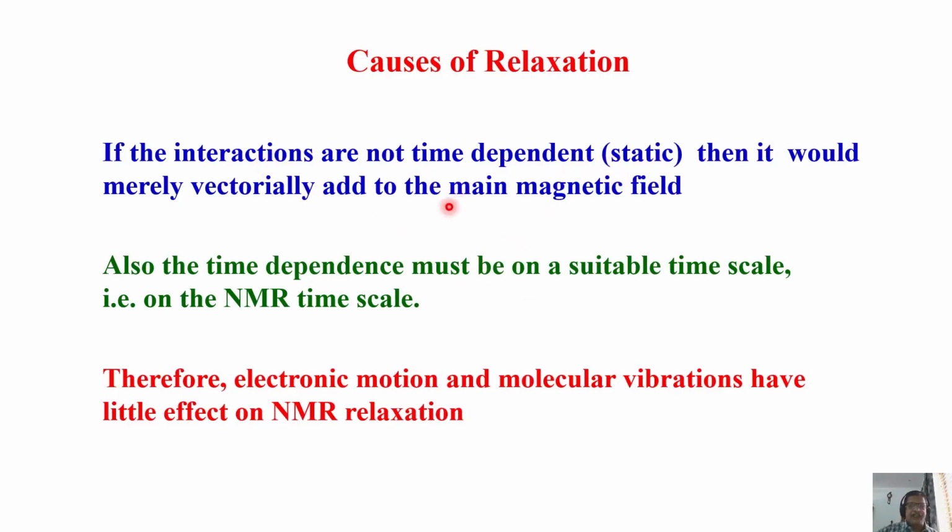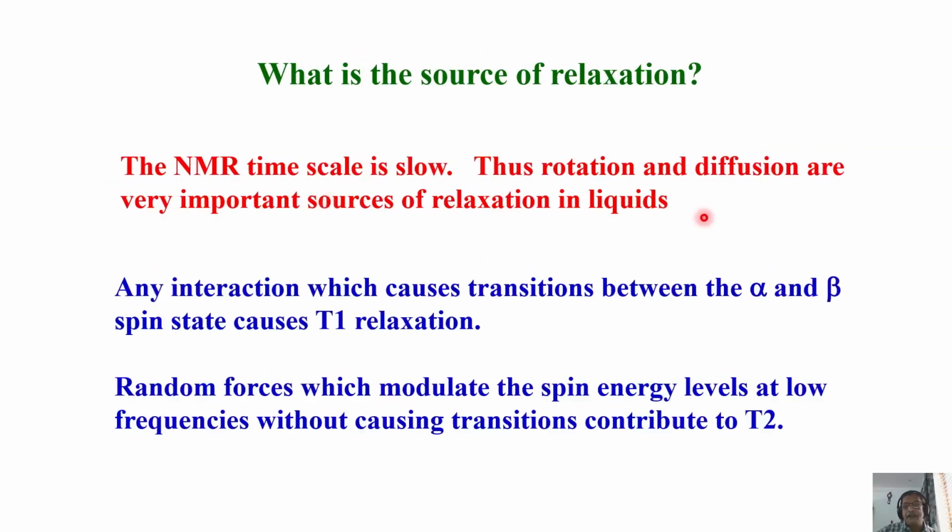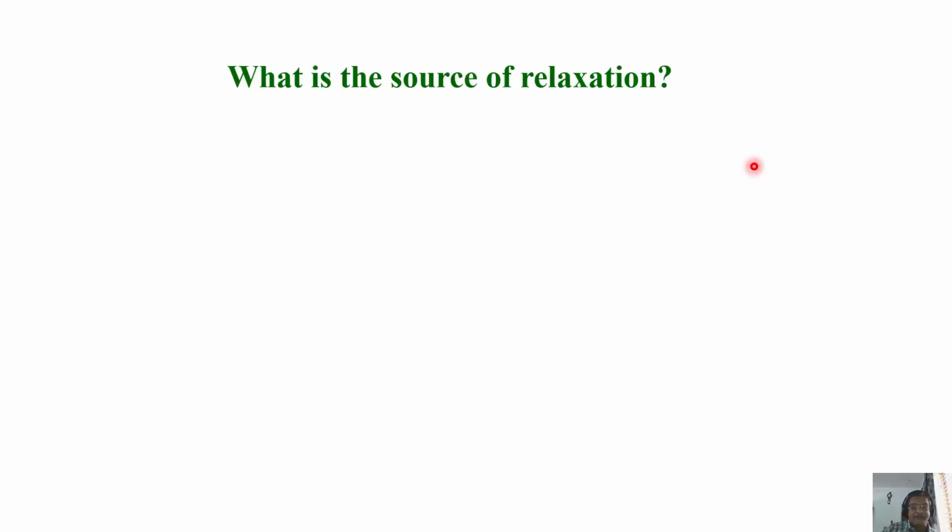This cannot be static. It has to be a fluctuating magnetic field, and the time dependence must be suitable for the NMR time scale, at the Larmor frequency. And because it should be at the NMR time scale, molecular motions like vibrations and electronic motions will not affect NMR relaxation. Only some molecular rotations and diffusions are very important sources of relaxation. Please remember, for the relaxation process in liquids, molecular rotations and molecular diffusion are important. That is what helps in relaxing.